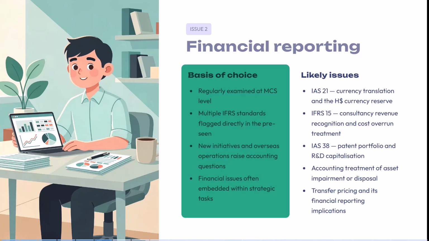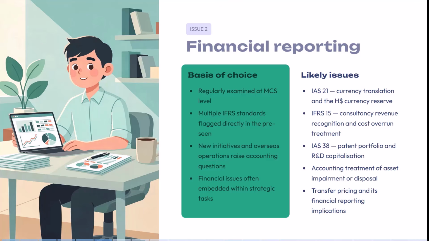IFRS 15. That's consultancy revenue recognition. So consultancy contracts are priced on time and seniority. Revenue under IFRS 15 must be recognized in a way that reflects the transfer of value to the client, typically on a stage of completion basis. So where a project overruns, the question is whether the additional costs can be billed to the client or must be absorbed by Cartn, and how this affects the revenue and cost recognized in the period. This is a specific and examinable judgment.